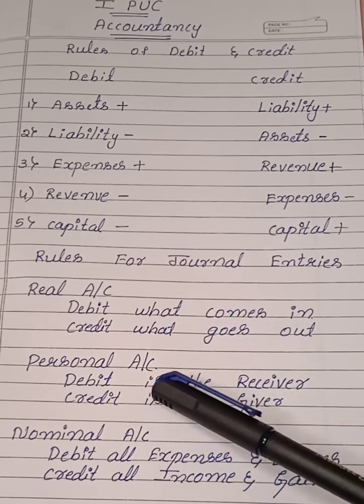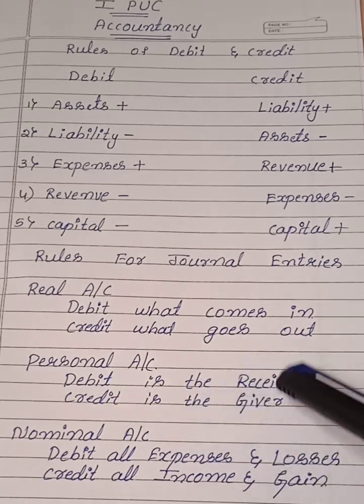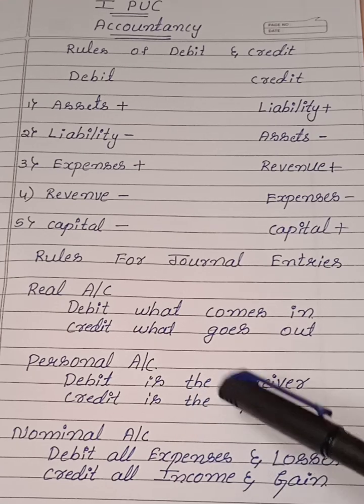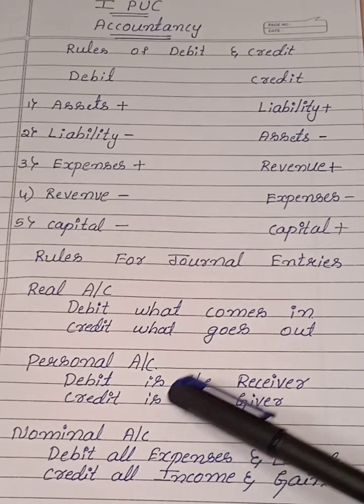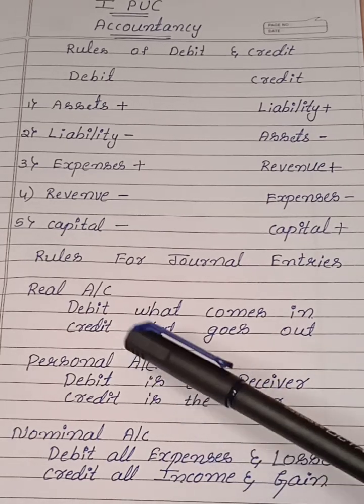And we have the personal account. A personal account is, for example, a bank. So debit the receiver, credit the giver. Debit the receiver means if someone is receiving money, they are the debtor, and if someone is giving money, they are the creditor. This is the rule of personal account.